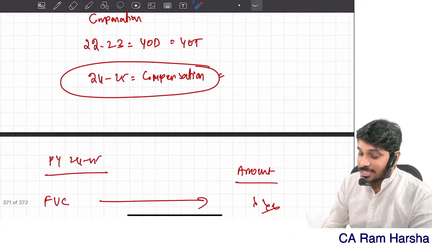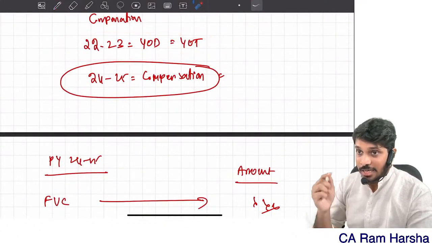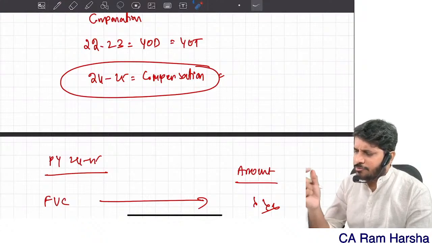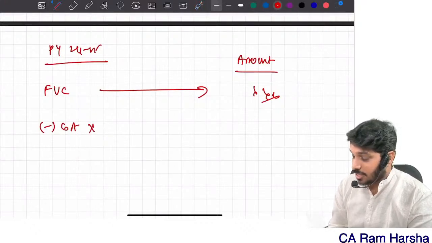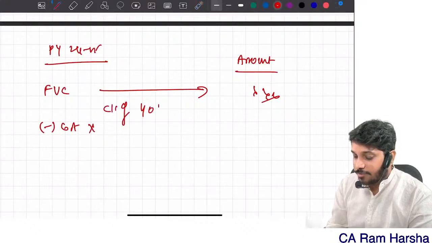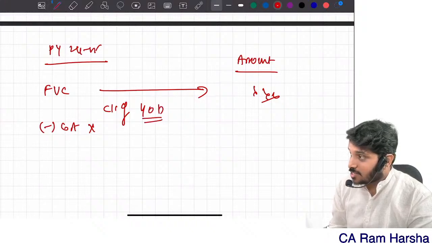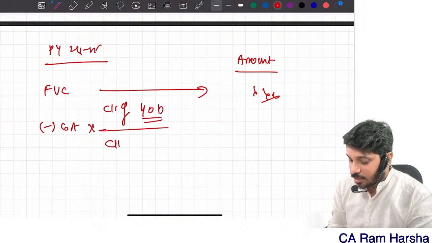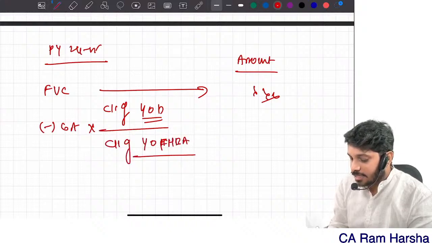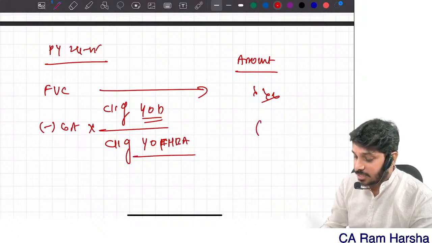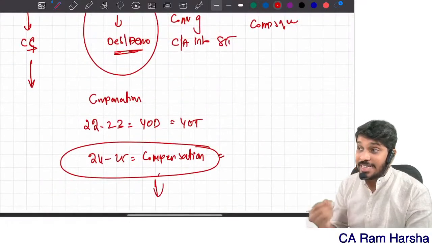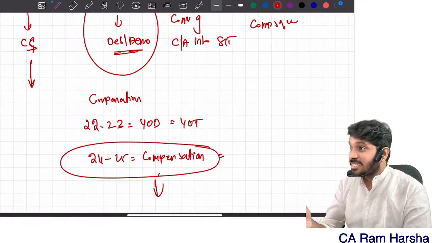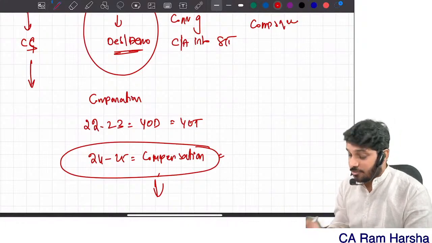Since destruction happened in 22-23, the year of transfer is before 23rd July, so indexation is available. Correct? Cost of acquisition into CII of year of destruction, because year of transfer is treated as year of destruction. Denominator is CII of the year in which first held by the assessee. Able to understand? So this is how you should compute capital gains if you receive compensation from the insurance company on destruction of a capital asset.